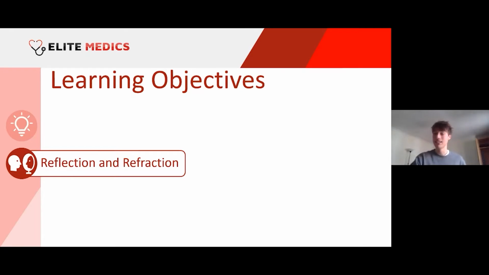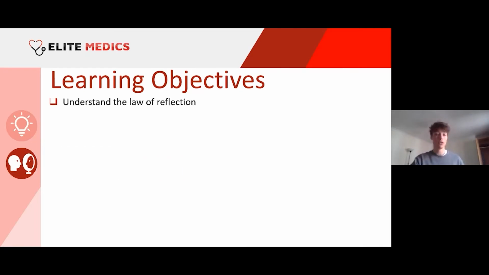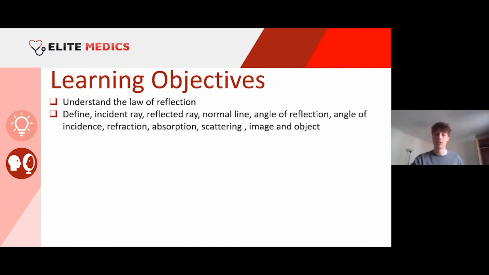Next topic is reflection and refraction. So we're going to try to understand the law of reflection. Define a few variables such as incident ray, reflected ray, the normal line, angle of reflection, angle of incidence, refraction, absorption, scattering, image, and object.